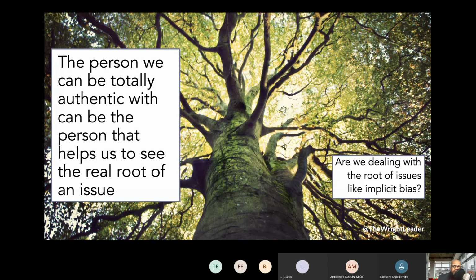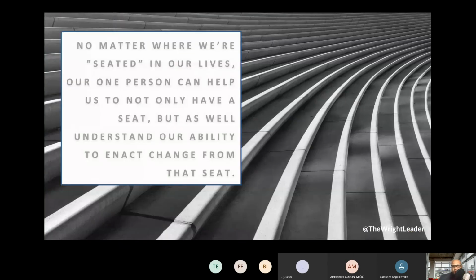And when we start to deal with things like implicit bias, that one person can help us to see what are the real roots of what we are dealing with. So everyone needs to have that one person. We talked a lot about that during that episode called The One.